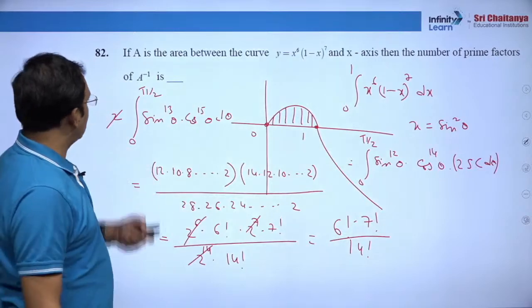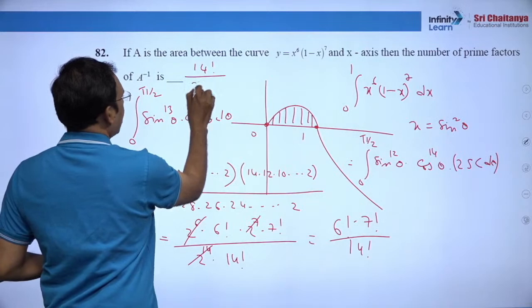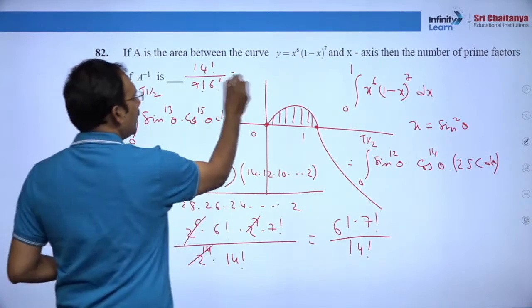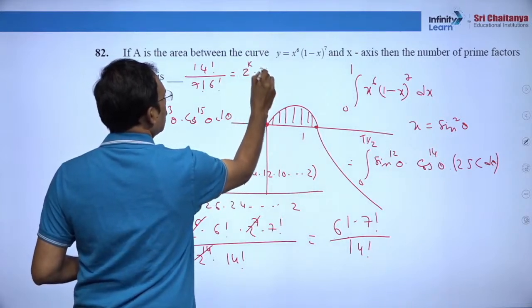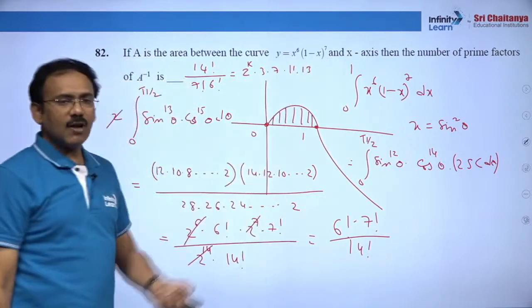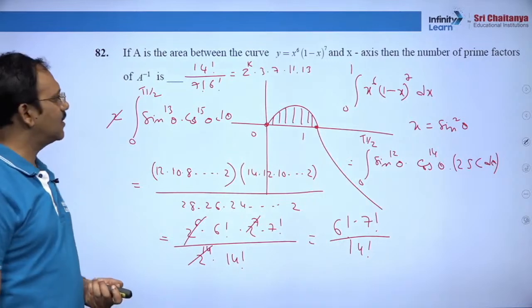Now, my dear friends, A inverse is going to be 14 factorial by 7 factorial into 6 factorial. You just simplify, you will get some 2 power some number into 3 into 7 into 11 into 13. The number of prime factors is going to be 5 for this number, dear friends, that is it.